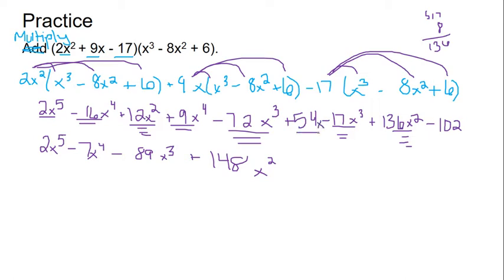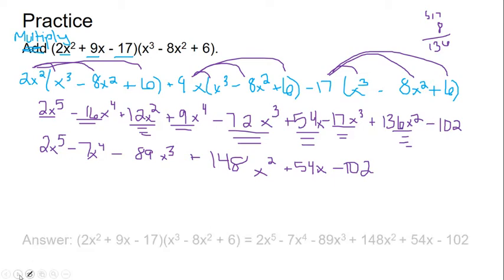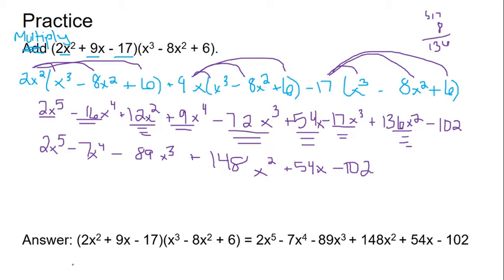And then we have our 54x here. I forgot the x when we multiplied 9x times 6, but I found my mistake, so that's an x there. So we have our plus 54x, because there's nothing else like it, and then minus 102. And then our terms are already in descending order, so we don't need to do anything different.